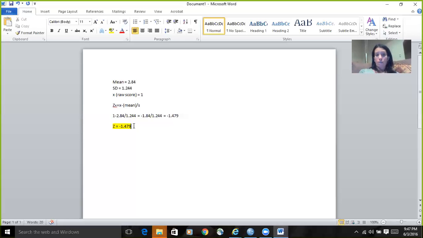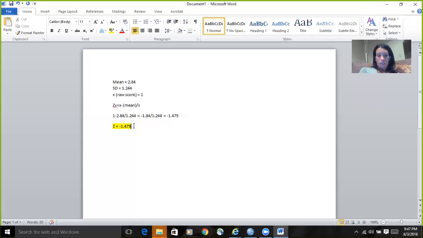The second piece of information comes from the sign. My sign is negative. So I know that someone with a raw score of 1 is less than the mean because the z-score is negative. So on average, or a standard, the distance between the mean and this individual raw score is almost 1.5 units. The raw score is almost 1.5 standardized units below the mean.